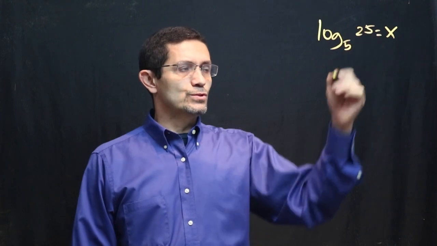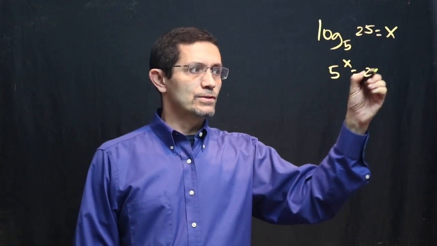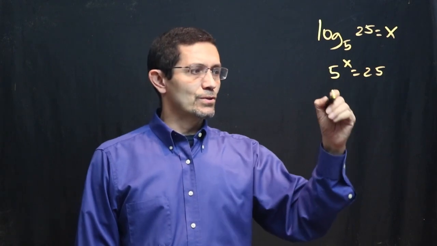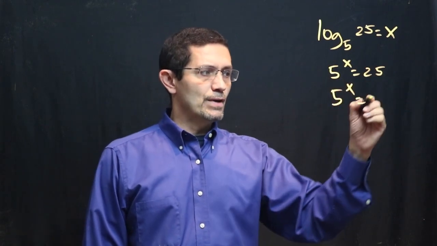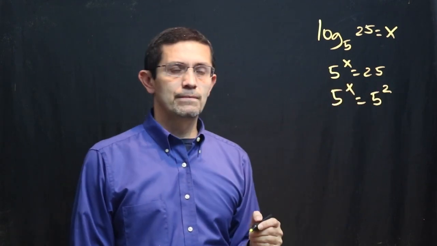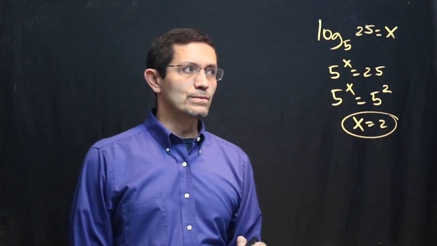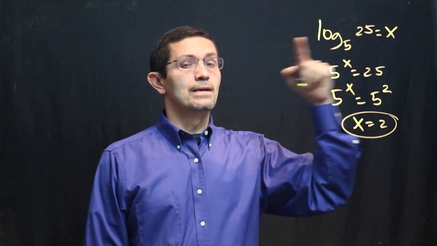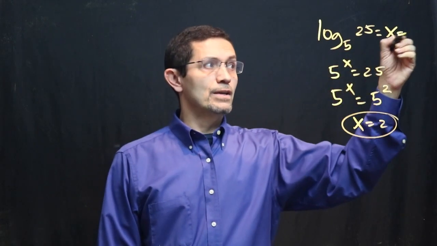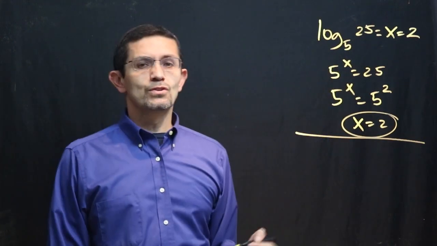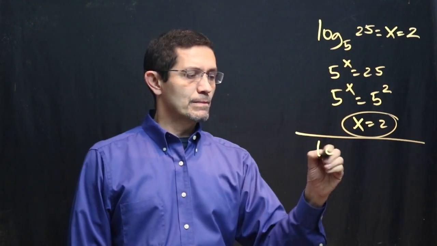5 to the x equals 25. 25 is the same as 5 times 5. So therefore, 25 is the same as 5 squared. Bases are the same, exponents are equal. Therefore, log base 5 of 25 equals 2. And that's my answer.